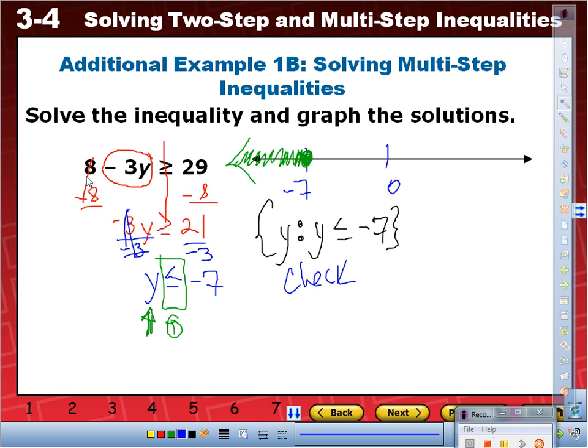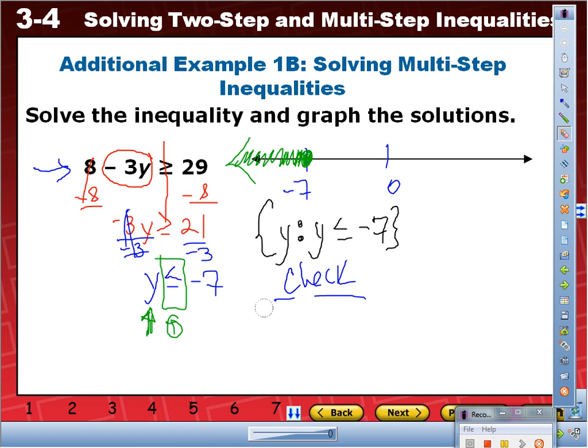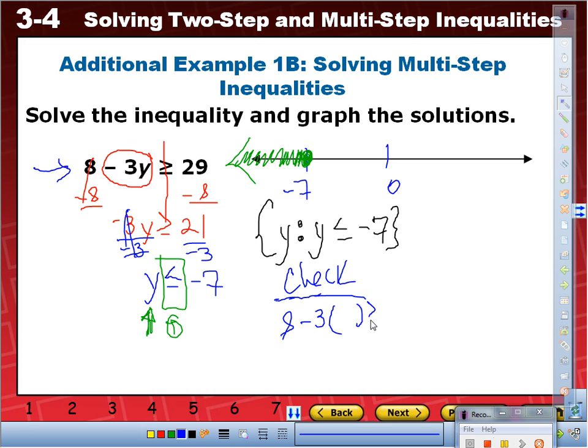Rewrite your inequality, the original. Everybody look up. This one, we need to rewrite it. Negative 8. Oh, no, my bad. No, negative 8. I was testing you. 8 minus 3, but instead of y, I open a parenthesis, greater than or equal to 29.